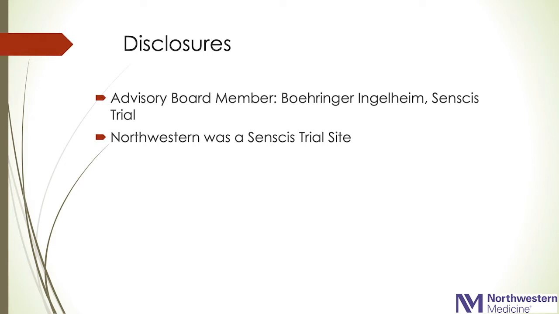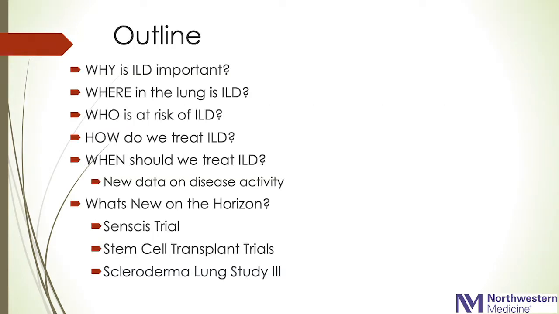So today I hope to outline several things: the why, the where, the who, how, and when of interstitial lung disease. So why is it important? Where in the lung does the lung disease actually occur? Who is at risk? How do we treat it? When should we treat it? And what's new on the horizon in terms of some recent stuff that a lot of you have probably read about or heard about.